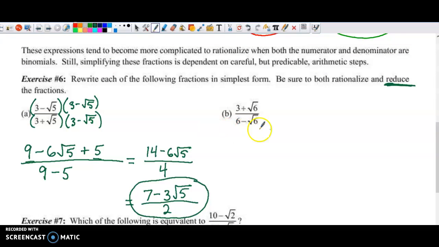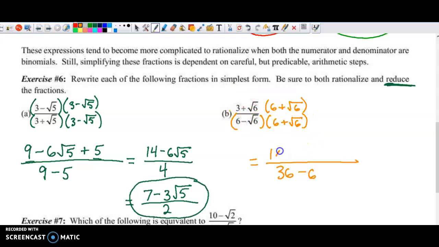So same work on the next one. Do the conjugate of the denominator. And whatever you do to the bottom, you have to do to the top. So in the denominator, 6 times 6 is 36. The outside and inside terms cancel. Minus 6, because the radicals cancel out.